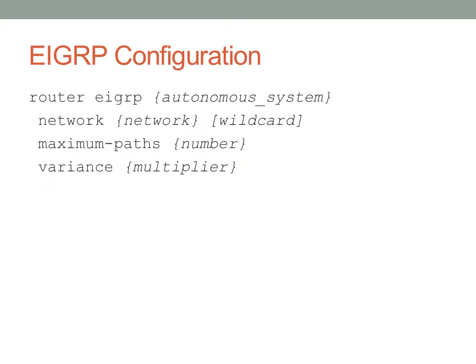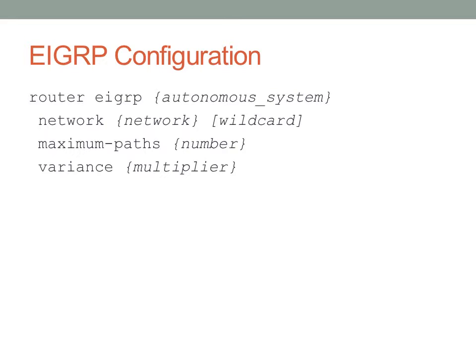So router EIGRP. Now you'll notice instead of OSPF where we just had a process ID, here the number after router EIGRP actually reflects what's called the autonomous system number. And this autonomous system number needs to match, if you'll recall, between all routers that are configured in the same EIGRP cluster. And so the idea here is that EIGRP is performed within a single autonomous system.